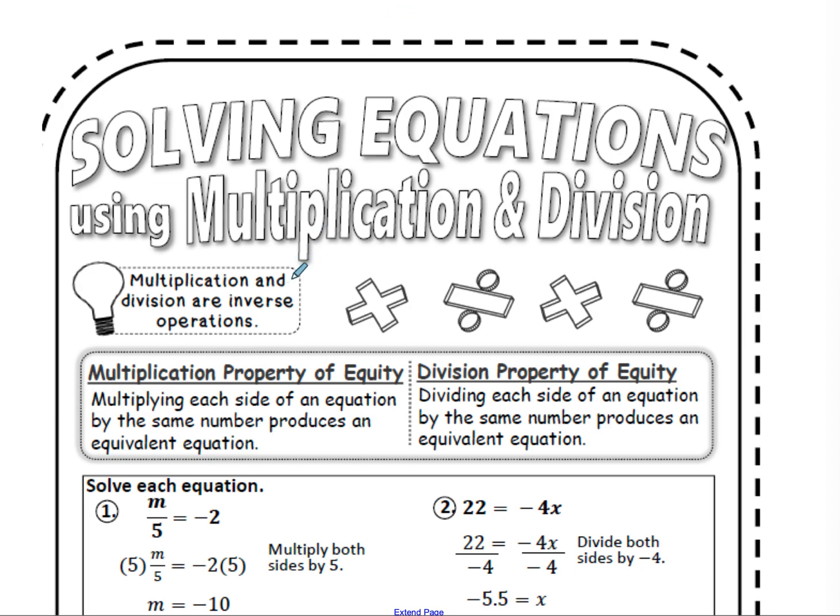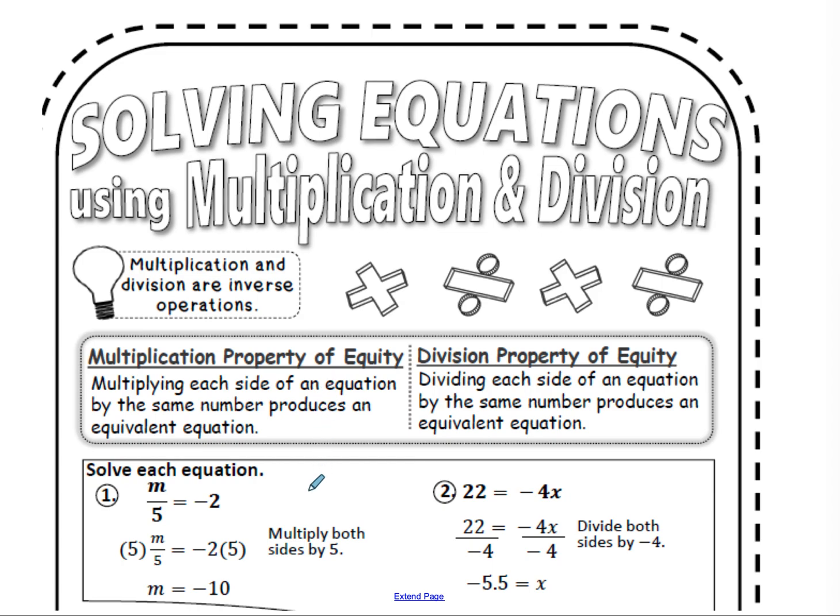All right, so solving equations with multiplication and division. Multiplication and division are inverse operations. That means you can use them to cancel each other out. And the multiplication property of equality and the division property of equality mean you can multiply or divide on both sides of the equation, and it produces an equivalent equation. So the value of the equation stays the same as long as you do it to both sides. All right, so there's an example here for multiplication and an example for division.